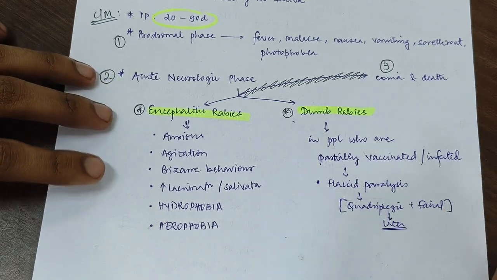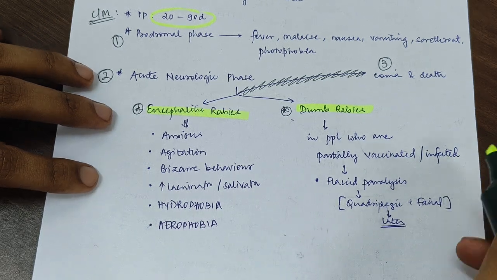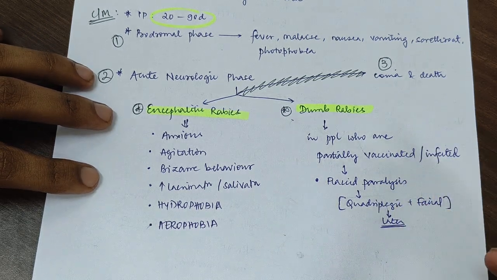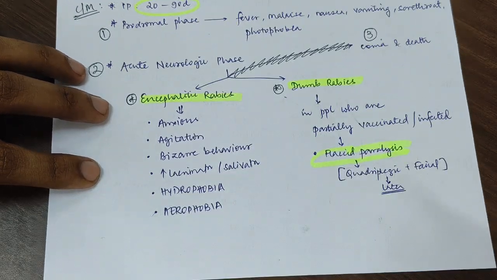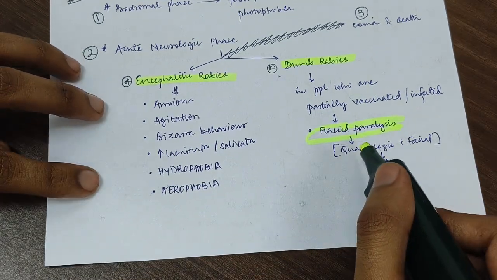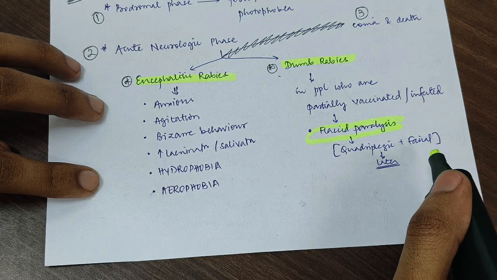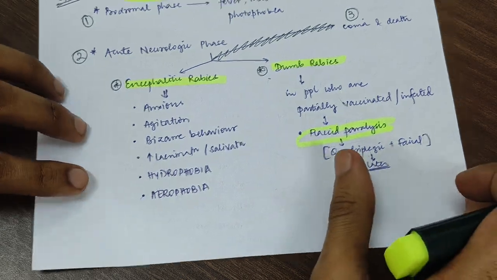The patient will be very restless, agitated, anxious. In case of dumb rabies, the people will have partially vaccinated or partially infected. Such patients will be having dumb rabies. Here you are going to see the flaccid paralysis, which will later be converting into quadriplegia, including the facial palsy.